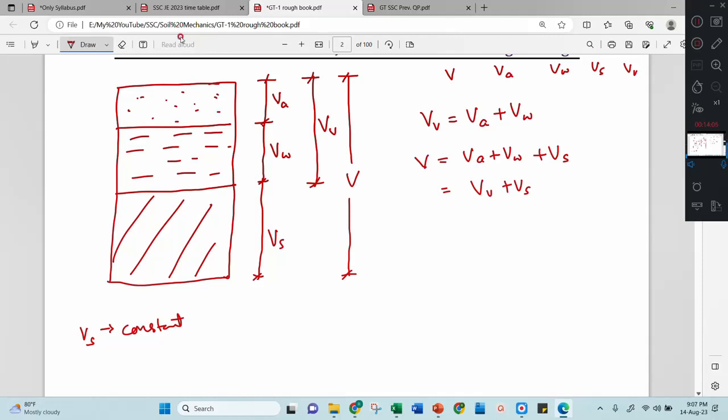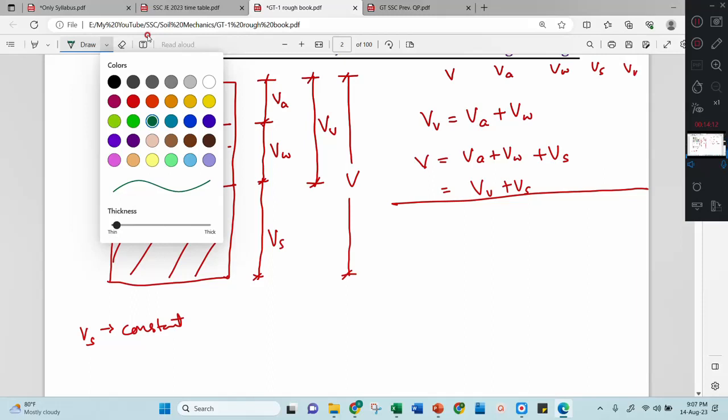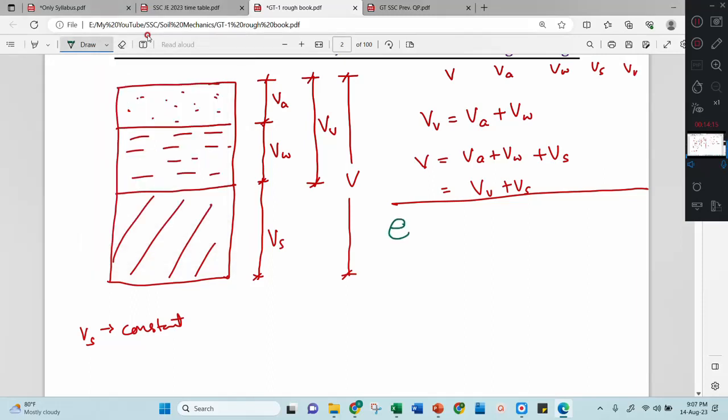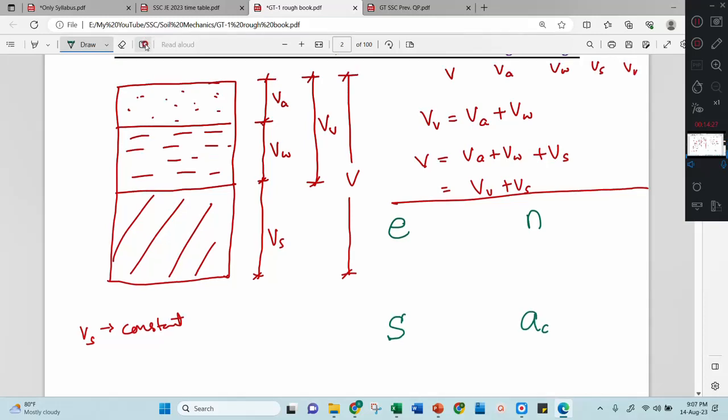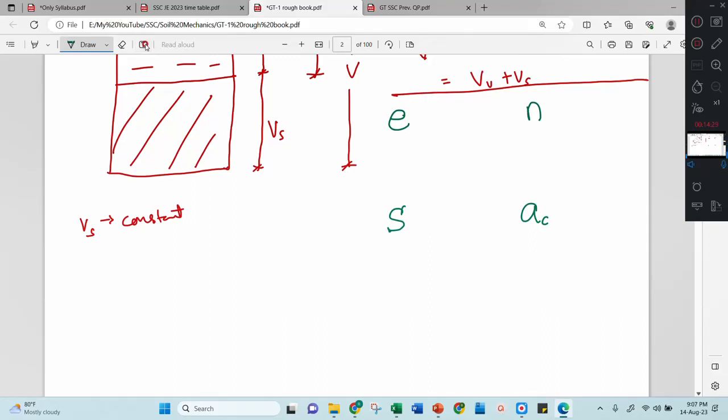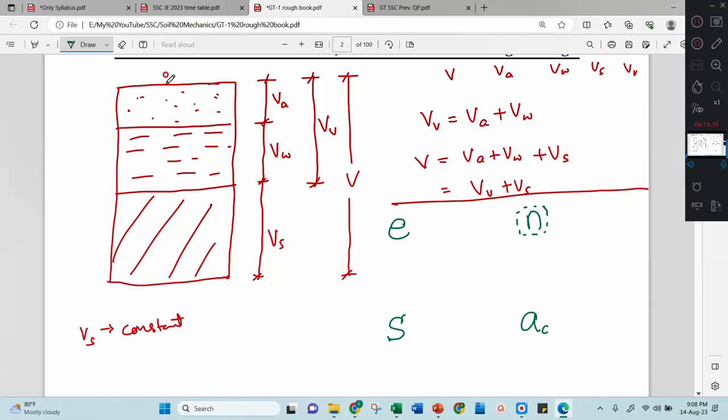Now I have 5 different terms here that I will be studying. The first term is voids ratio, and the brother of voids ratio is porosity. Another term I have is degree of saturation, and the brother of this one is air content. And we have another term, the percentage of air voids. This is the son of porosity. Now look at it.